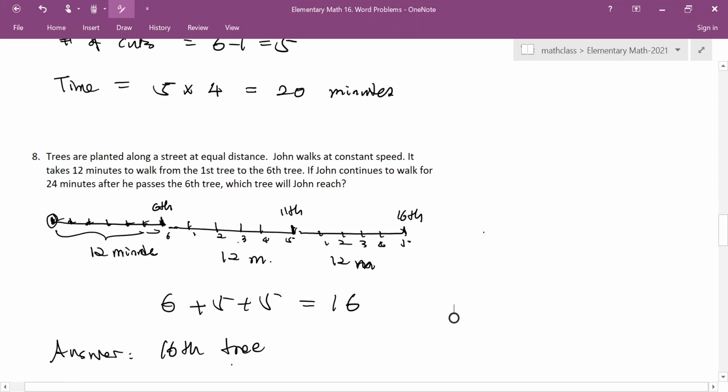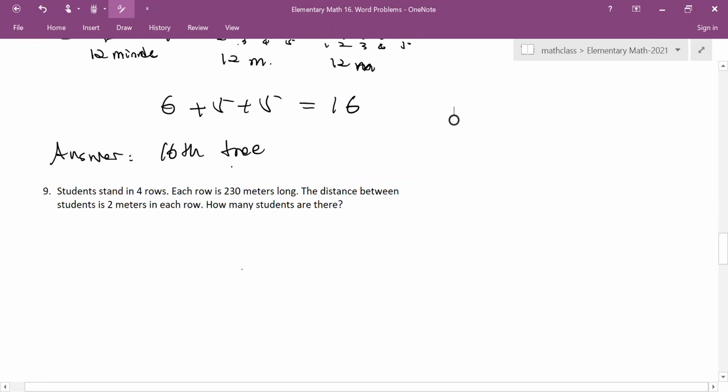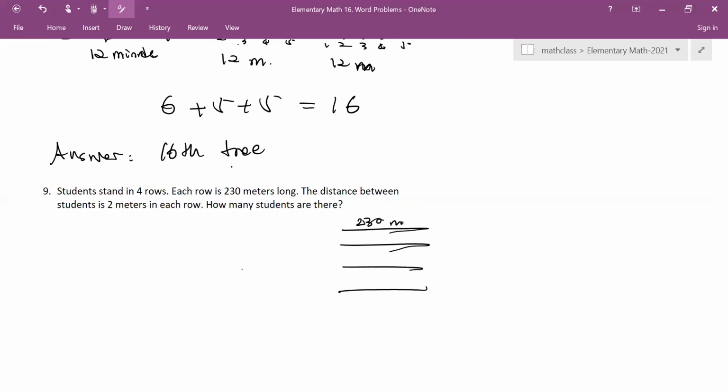All right, great. Take a look at the next one. Students stand in 4 rows. Each row is 230 meters long. Okay, 4 rows, right? 1, 2, 3, 4. 230 meters long. The distance between the students is 2 meters in each row. How many students are there?